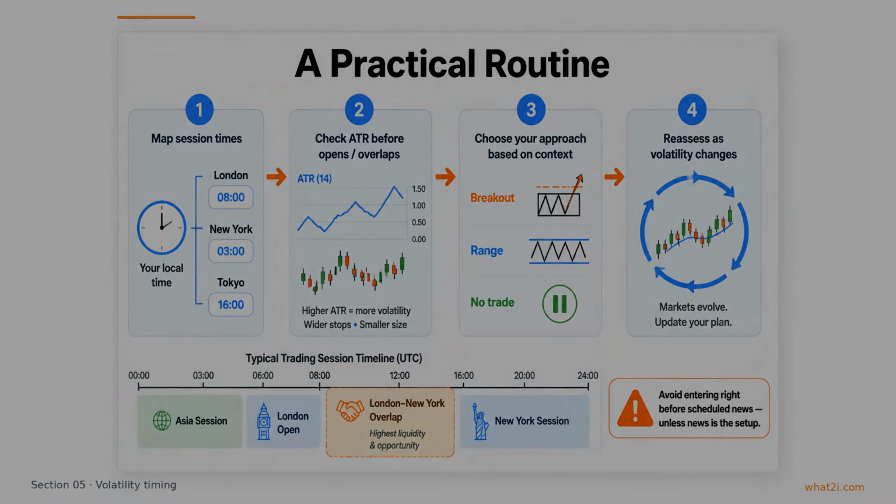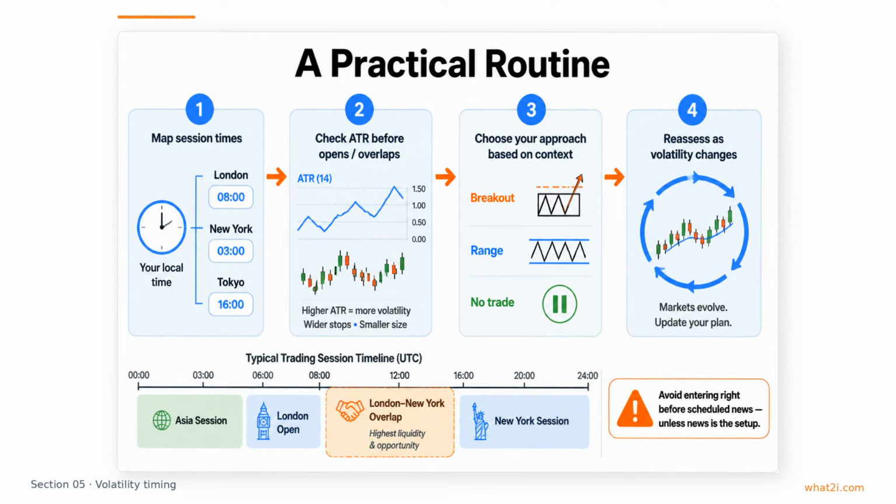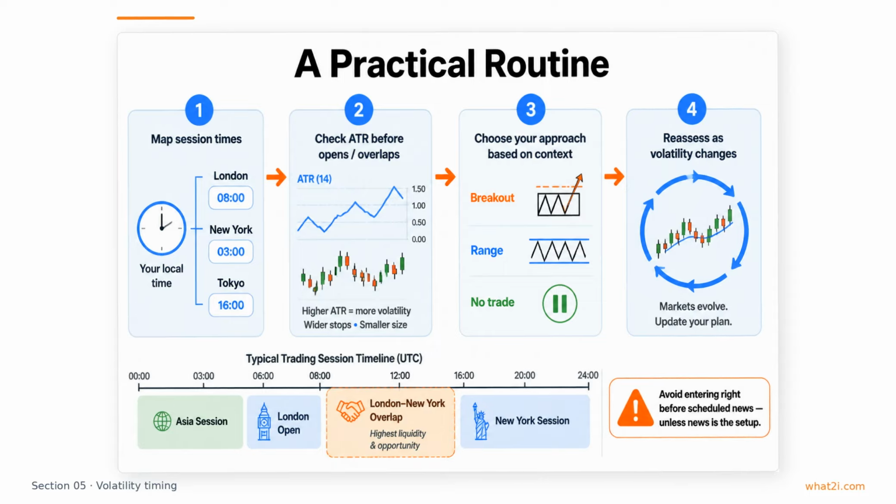A simple routine can turn volatility timing into a repeatable habit. Start by mapping the major session times into your local clock so you know when conditions are likely to change. Before important opens or overlaps, check ATR or another volatility measure to see whether the market is quieter or more active than usual. Then choose between a breakout approach, a range approach, or no trade if conditions are poor. After entry, keep reassessing, because volatility can shift quickly as sessions hand off or news approaches. This process is simple, but it helps prevent trading on autopilot. It also reminds you that waiting is sometimes the correct decision when the environment does not support your setup.